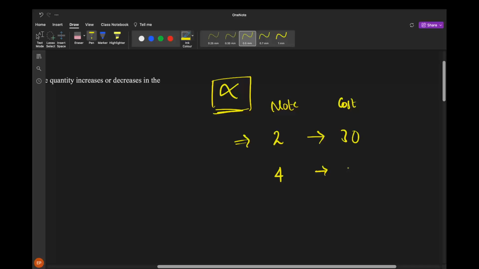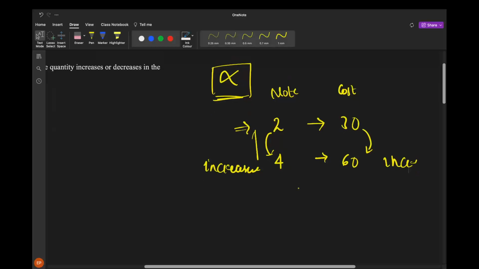You got the answer, right? Which is 60, because I'm buying two more extra, means I have to pay 30 more extra. Means the notebooks are increasing, right? Here notebooks are increasing. What about cost? Cost also increased, right? Notebooks increased to 4, cost also increased to 60. Means these are both directly proportional.